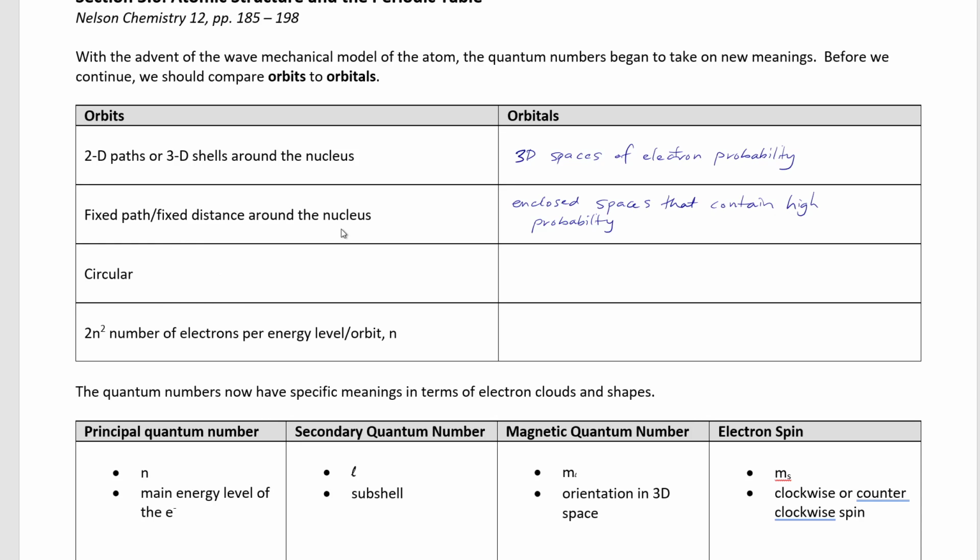Bohr previously thought that orbits had circular or even elliptical shapes. However, orbitals have really no distinct shape. In fact, the shape depends on the quantum number. So what I'll write is no distinct shape, because the shape depends on the quantum number.